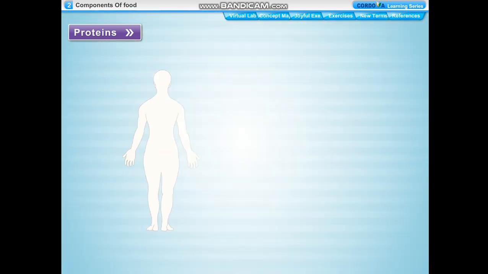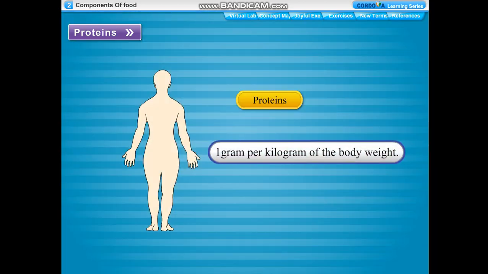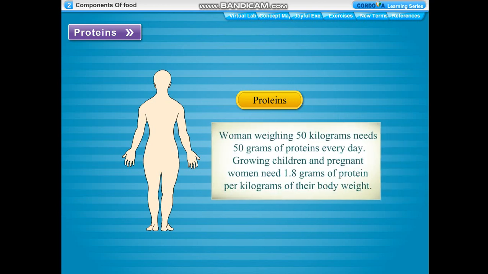cheese and curd. The body requirement of proteins for adults is 1 gram per kilogram of the body weight. This means a woman weighing 50 kilograms needs 50 grams of proteins every day. Growing children and pregnant women need 1.8 grams of protein per kilogram of their body weight.